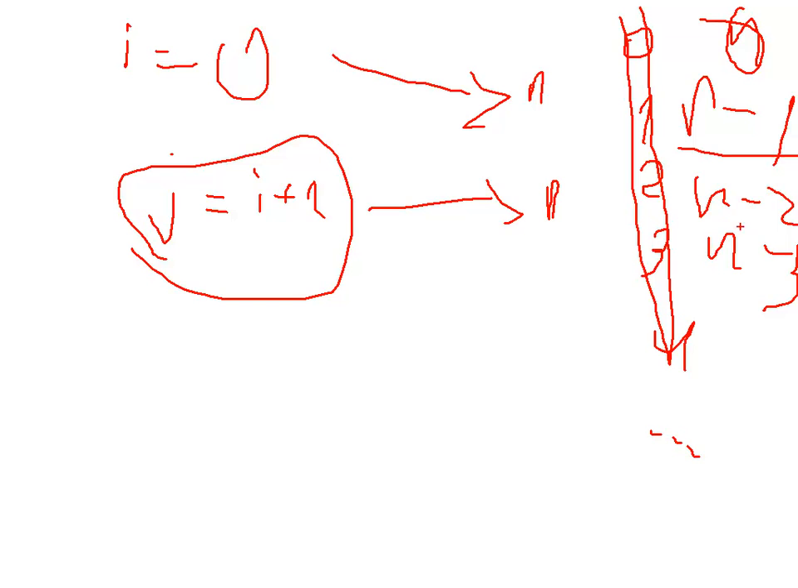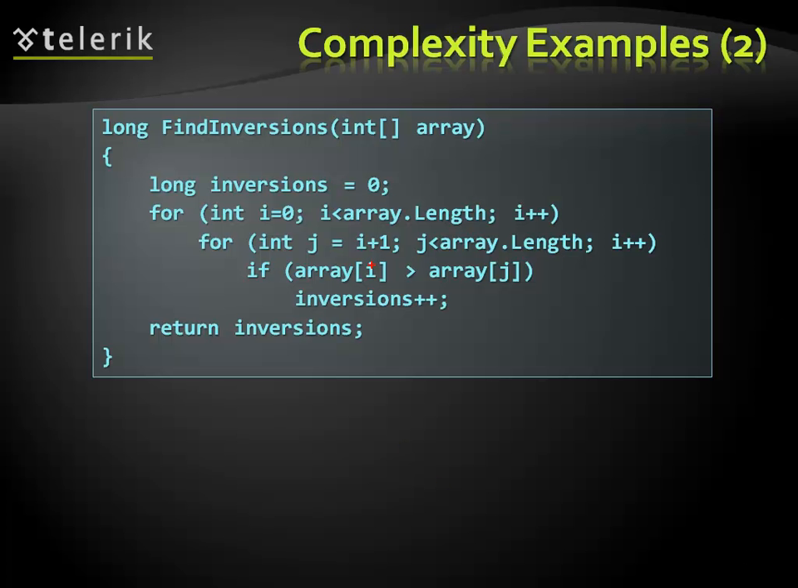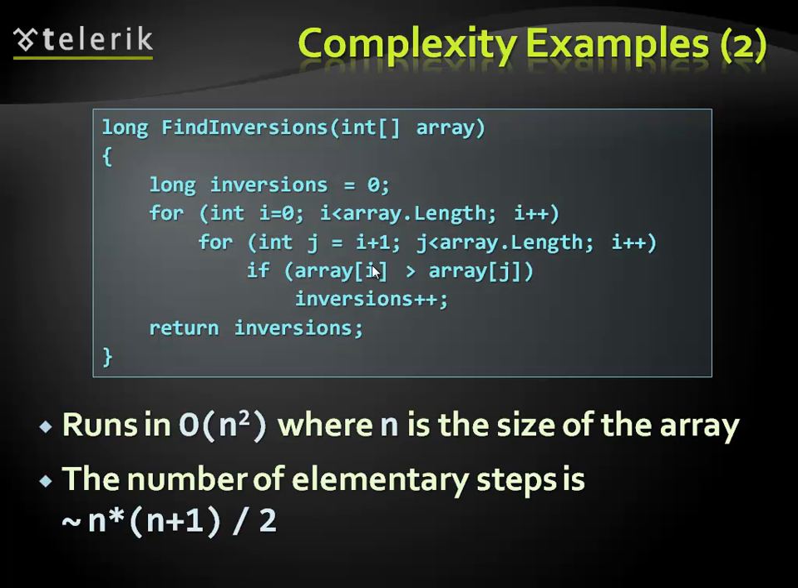Okay, so this thing does the same. n plus n minus 1 plus n minus 2 plus n minus 3. If n is 100, you have 100 plus 99 plus 98 plus 97, etc. That's how you can calculate the complexity of this algorithm. And this thing runs in n to the power of 2 time. That's the size of the array to the power of 2, because for each element you do something with the other elements. That's generally n to the power of 2.